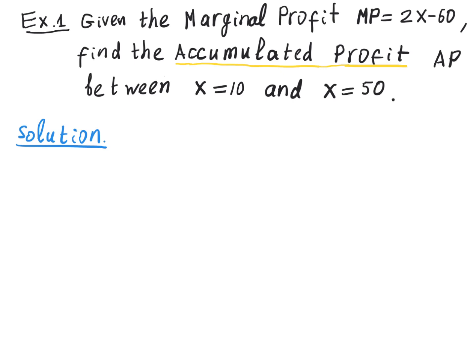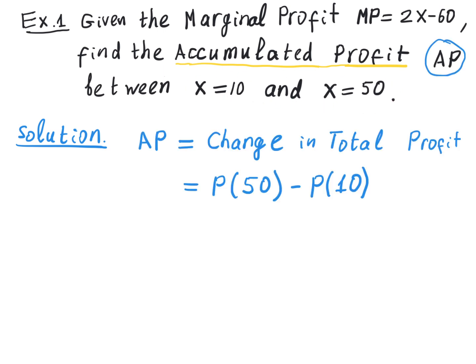In applications, we are often given the marginal profit, and we need to find the total accumulated profit for some interval of x values. For example, suppose the marginal profit is 2x minus 60, and we need to find the accumulated profit between x equal 10 and x equal 50. Solution. The accumulated profit is the same as the change in the total profit.